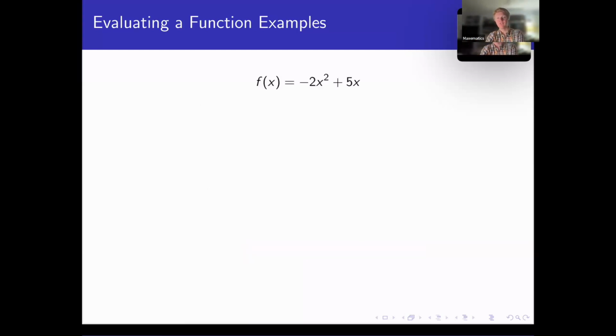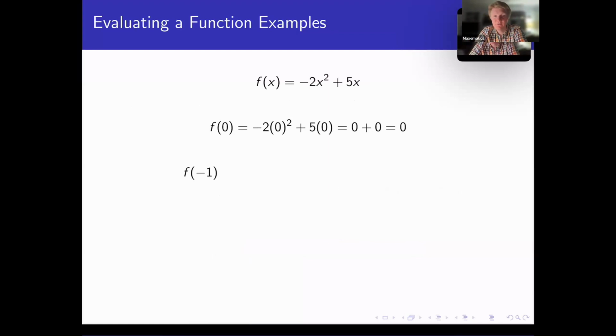All right, let's do negative 2x squared plus 5x. F of 0, wherever we see x, plug in 0. 0 squared is 0. Negative 2 times 0 is 0. 5 times 0 is 0. All right, whole thing 0. That's very exciting. F of negative 1, wherever we see x, plug in negative 1. Negative 1 squared is positive 1. Negative 2 times positive 1 is just negative 2. 5 times negative 1 is negative 5. Negative 2 minus 5, negative 7.